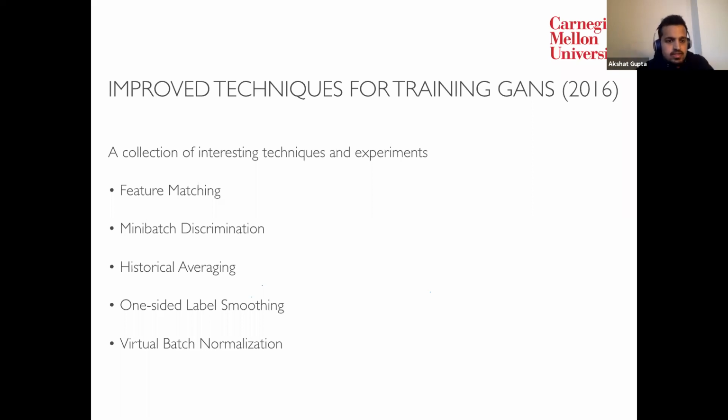I see a question: how do we cope with mode collapse in GAN training? I'll discuss one of the ways which was proposed in this paper as well. That's coming up in this section.